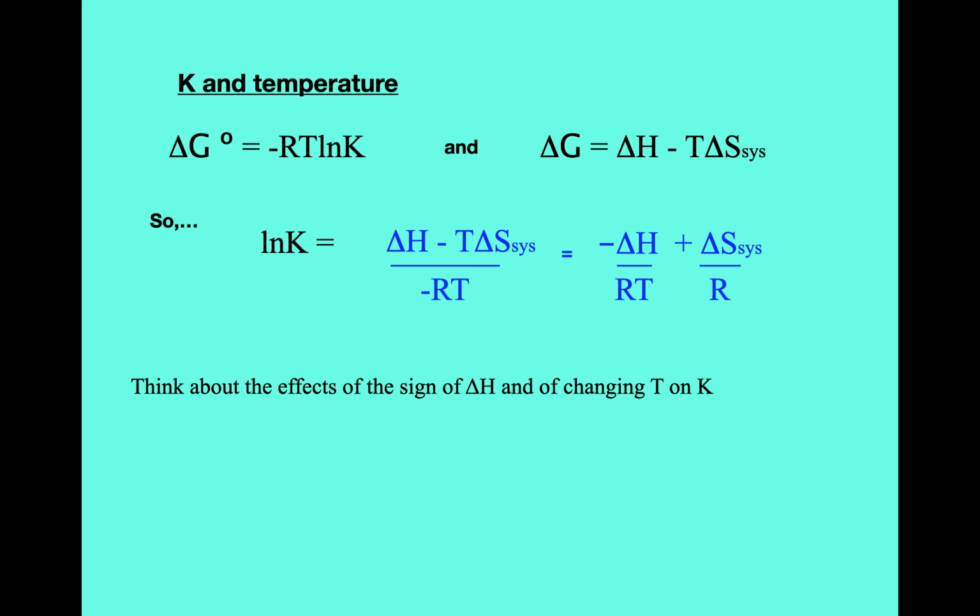Now, let's have a little think about this. You can write down your own notes here. But for a reaction to go forward, for more products to be made, K needs to be big. So this term needs to be big. Okay? The effects of the sign of delta H on K. If delta H is positive, then that makes this term more negative, doesn't it? It makes it negative. So the total of this sum will be less, so K will be smaller.